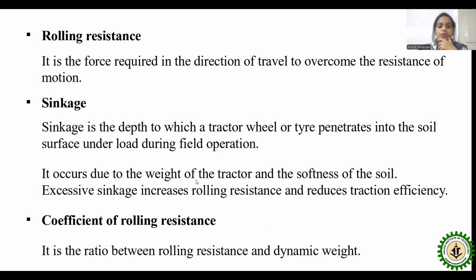Next, it occurs due to the weight of the tractor and the softness of the soil. Excessive sinkage increases rolling resistance and reduces traction efficiency. Somehow sinkage is fine, but if there is excessive sinkage, meaning the tractor tire is getting more pressure and it is sunk somewhere in the soil, it will reduce traction efficiency. Next, coefficient of rolling resistance. It is the ratio between rolling resistance and dynamic weight.